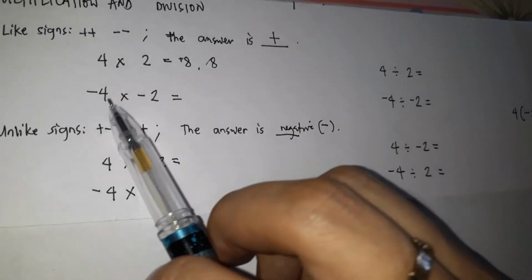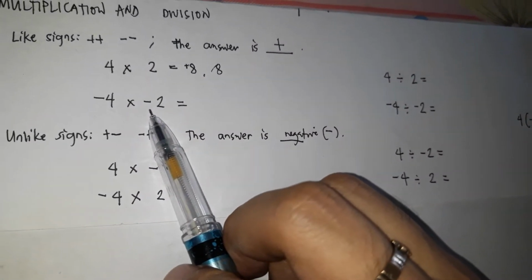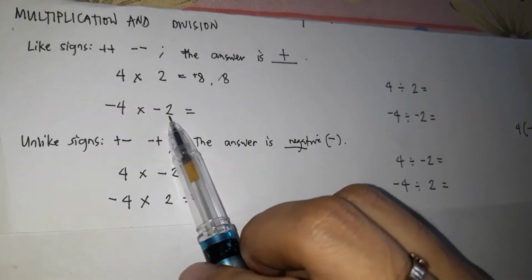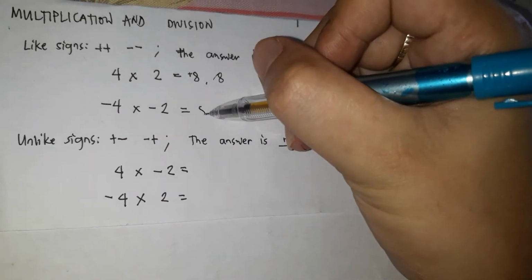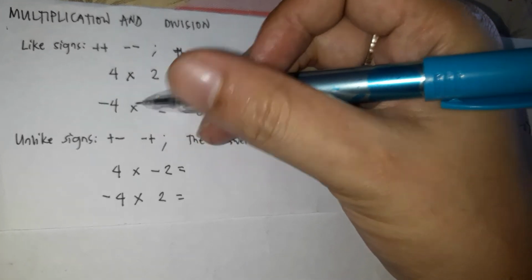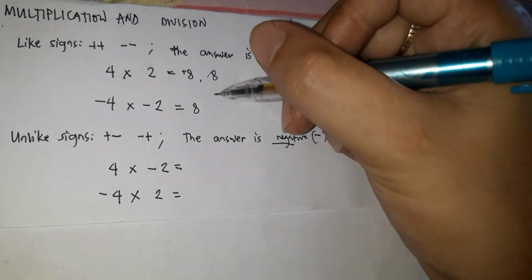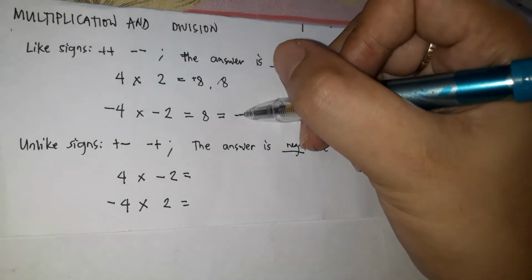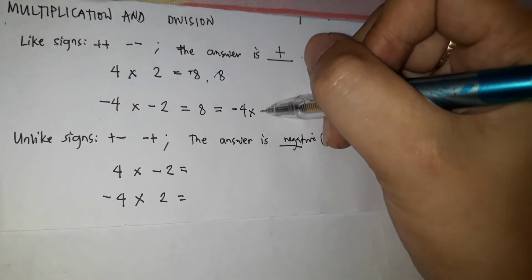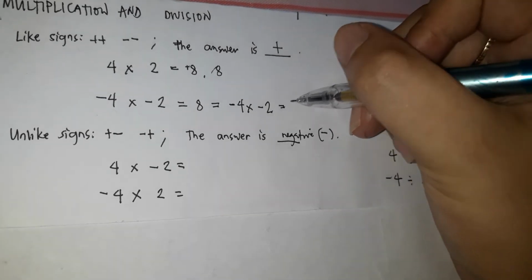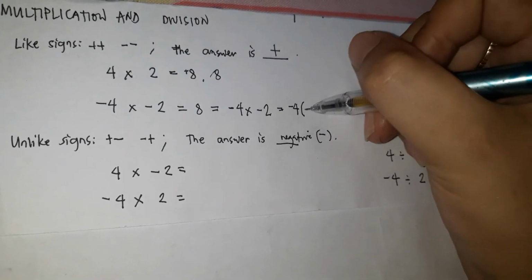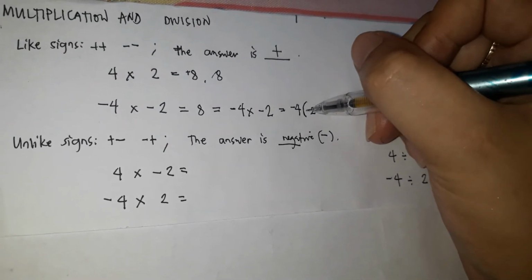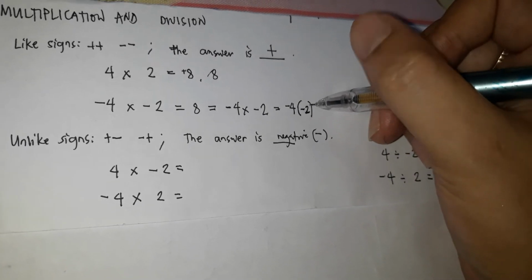So next, negative, negative. So magkapareho ang sign. So negative 4 times negative 2 is the same as 8. 4 times 2 is 8 kasi negative, negative, positive. Again, pwede pala itong isulat. Kapag grade high school na kayo, you can write multiplication instead of negative 4 times negative 2. Pwede nyo yung isulat sa negative 4, open parenthesis, negative 2, close parenthesis. They are just the same.